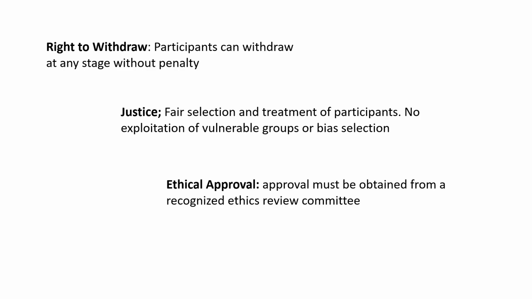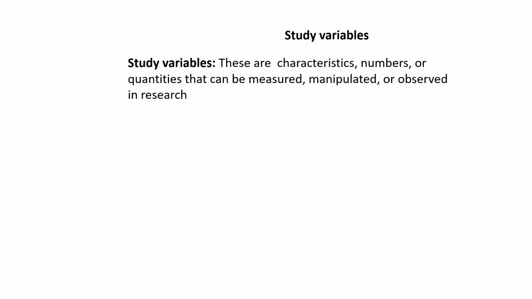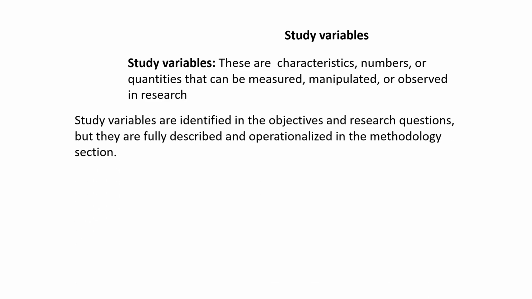Ethical approval as a key ethical consideration. And here, approval must be obtained from a recognized ethics review committee. Study variables. What are they? These are characteristics or numbers or quantities that can be measured, that can be manipulated by the researcher, or observed in research. Study variables are identified in the objectives and research questions, but they are fully described and operationalized in the methodology section.